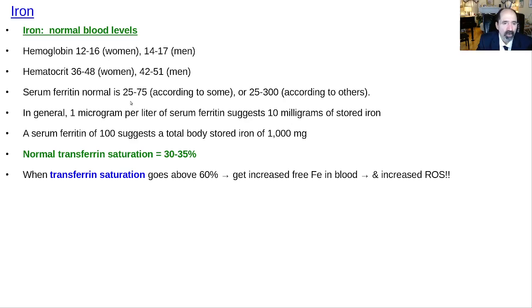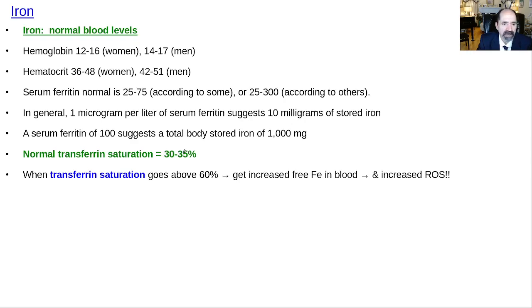Serum ferritin normally should be about 25 to 75 according to some people. Most of the time you'll see it listed as 25 to 300 being normal. Some of the iron biochemistry experts think it should be lower than that. In general, 1 microgram per liter of serum ferritin is about 10 milligrams of stored iron. That's not that important, but just so you've heard of it, serum ferritin can be used as a way to estimate total body iron stores.